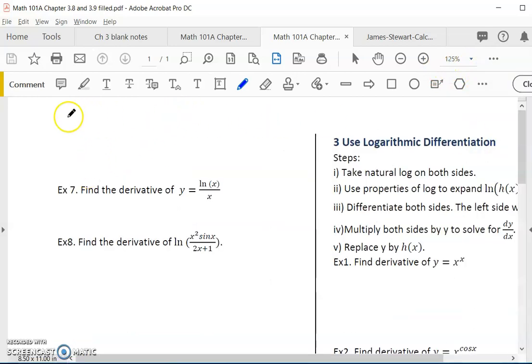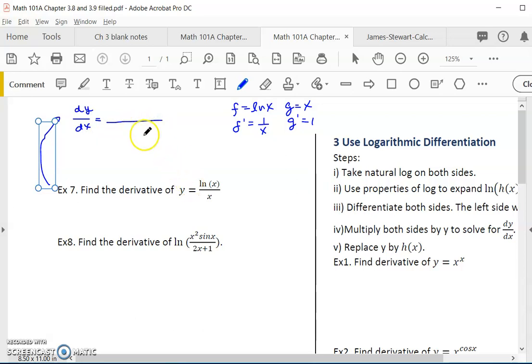Okay, so example 7 of 3.9. Y is ln x over x, so it's a quotient, right? So we'll do it here. f is ln x, g is x. f prime is, remember, what is ln x? It's just 1 over x. What is g prime? It's 1. So dy/dx would be g squared, x squared, and the top is f'g minus g'f.